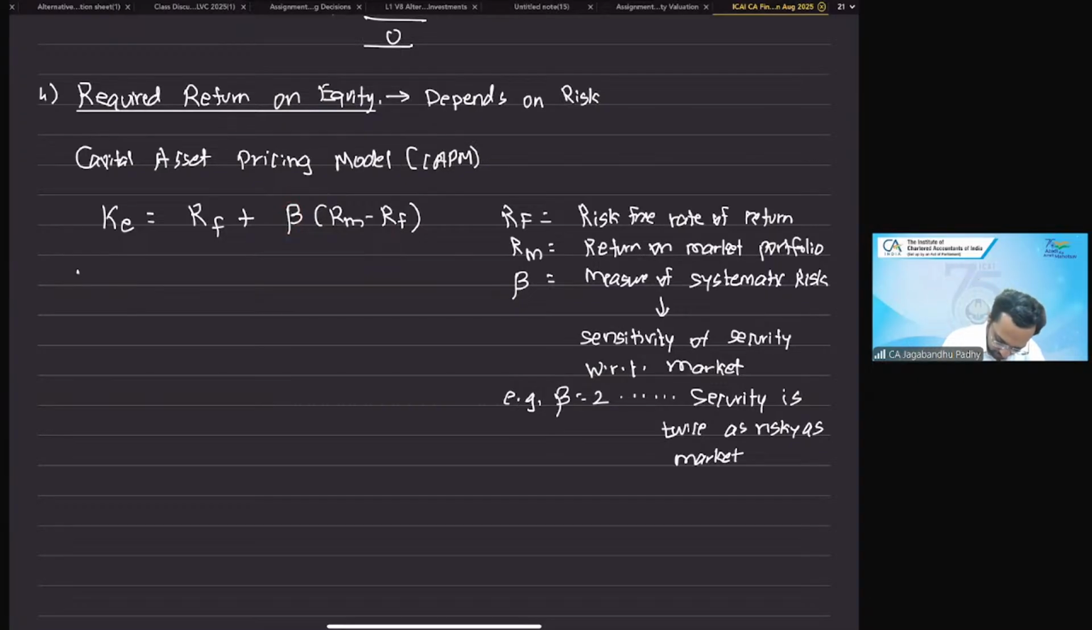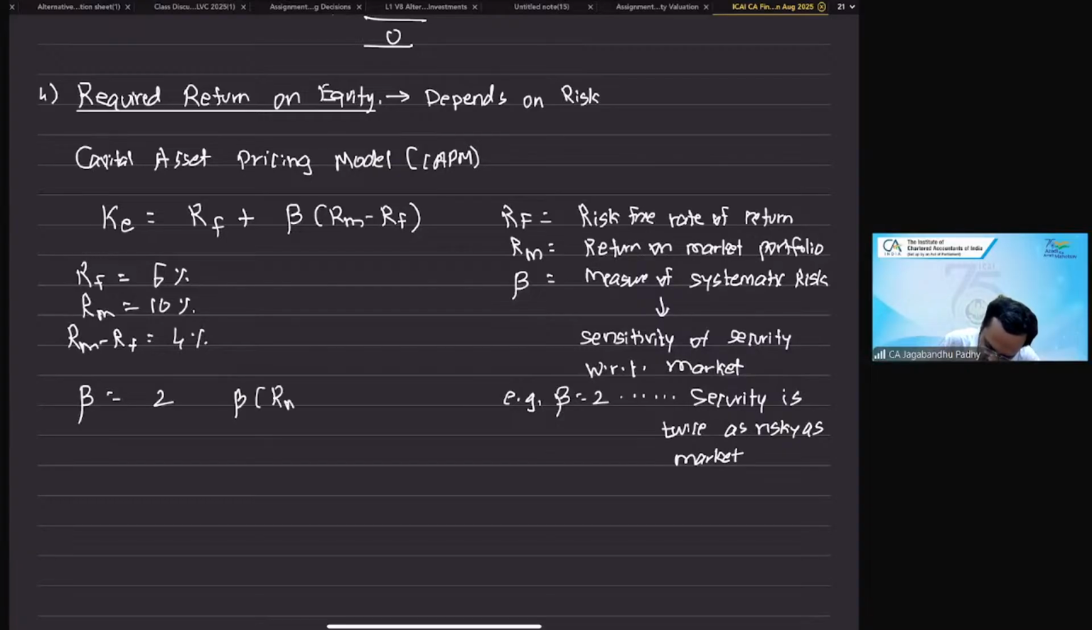So for example, if I say that risk-free is 6%, market rate of return is 10%. What is the extra return that you're getting by investing in the market? 4%, right? And now if I say that beta is 2, so beta is 2 means my security has double the risk of the market. Can I say beta into (RM minus RF), which is 8%, is the return that you will require? Yes. So 8% is the additional return or the risk premium that you will need from the security.